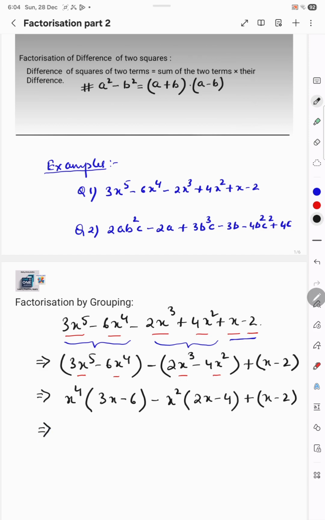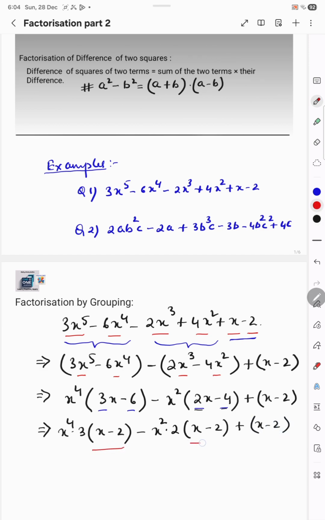So now what we can do is we have these constants inside, so we can take common accordingly. So what we get here, see, with x to the power 4, we can take 3 common. So we'll take 3 common. We'll get x minus 2 here, minus x square. We can take 2 common from here. So we'll take 2 common. So we'll have x minus 2. And here we have 1 times x minus 2.